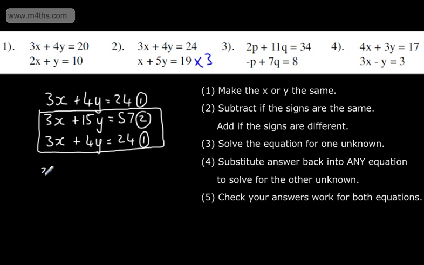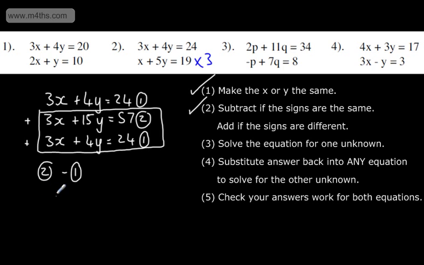I'm going to do 2 minus 1. The reason I'm going to do that is we have a positive and a positive. The signs are the same, so we subtract. It's the sign in front of the value that is the same. So we've done this part. We're now going to subtract.